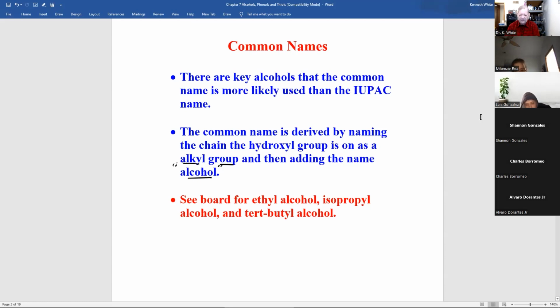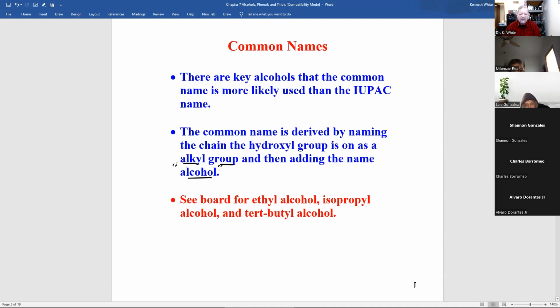Now, one thing on tests, and I don't really have it on the slide, yes, I do. On tests, I will never ask you, here's the structure, what's its common name? No, I'll never do that. I'll ask you what the IUPAC name is, but not give the common name. What I will ask you to know how to do is, if I give you the common name, you should know how to draw it.